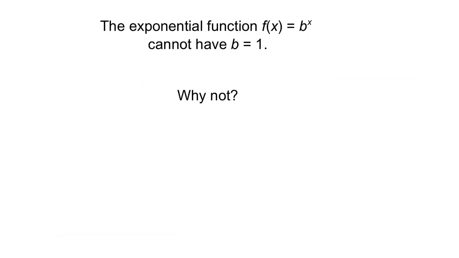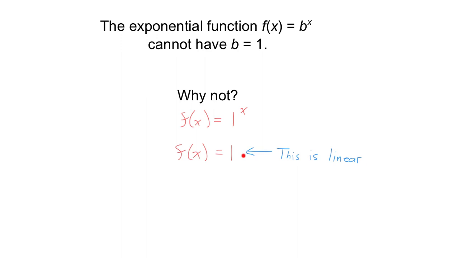Now you'll notice in the previous slide, I had b is greater than 1 or b is less than 1, but what about when b is equal to 1? Why can't b be equal to 1? Well, think about it. If b was 1, you'd have the function 1 to the x. Now, it doesn't matter what x is. If x is 0, the function is equal to 1. If x is 1, 1 to the exponent 1 is 1. If x is 2, 1 to the exponent 2 is 1. You're always going to get an answer of 1.